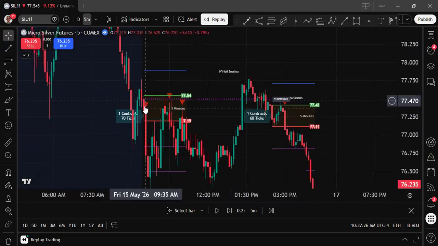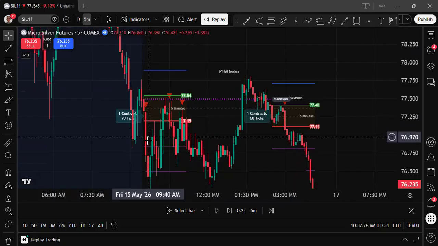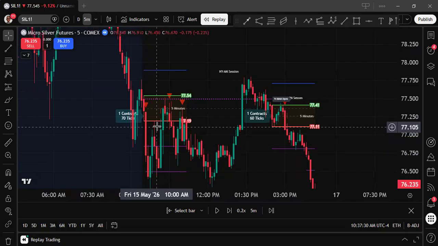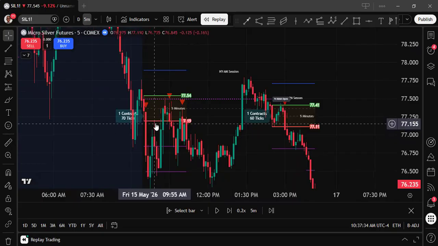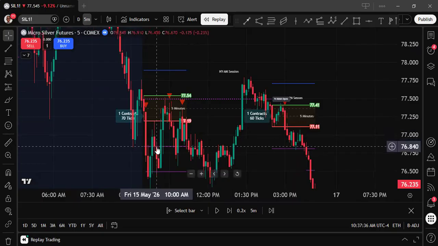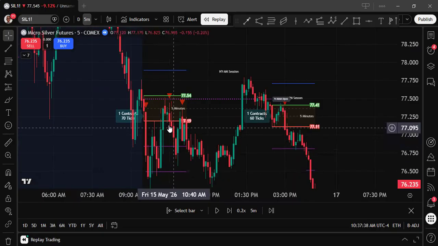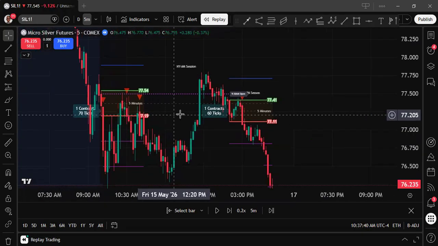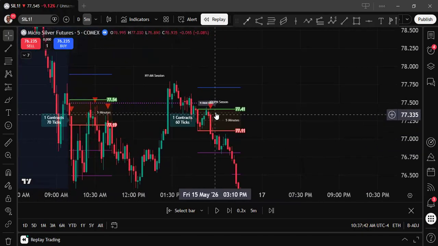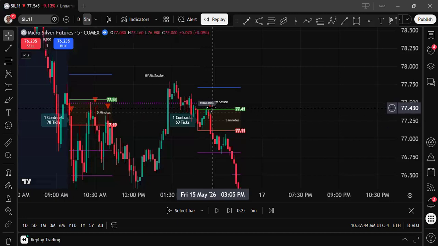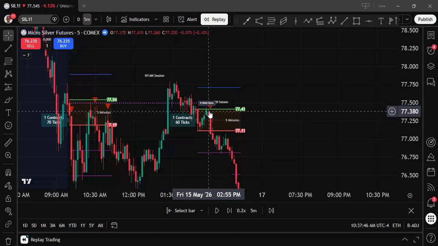Boom, here we go. Short, came down, back up at the retest. Close here, came up, retest. Five, that's 1,000. Same thing here. Never close above it. So we're on short.